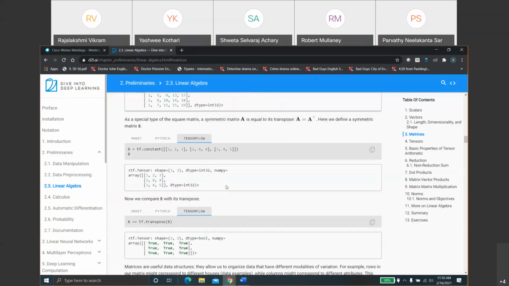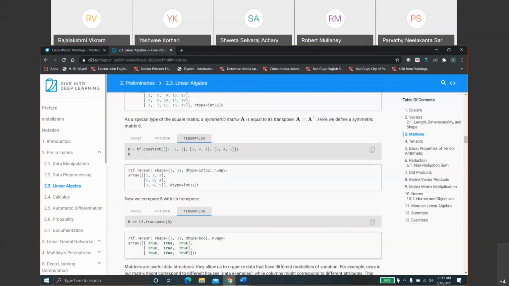What is a symmetric matrix? A symmetric matrix is basically when you take the transpose of the matrix, it will give you the same matrix. So if you see here, B is 1, 2, 3, 2, 0, 4, 3, 4, 5. And if you take the transpose of B, it will still give you the same matrix. You can check it by doing B is equal to transpose of B.